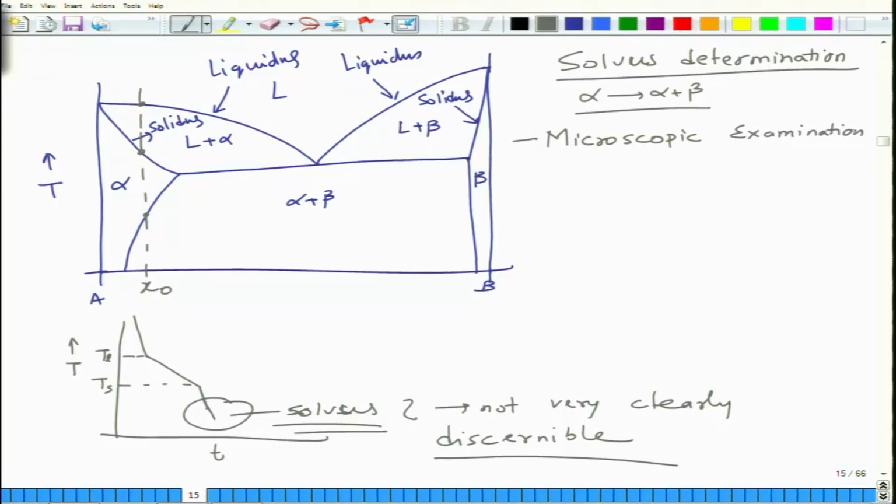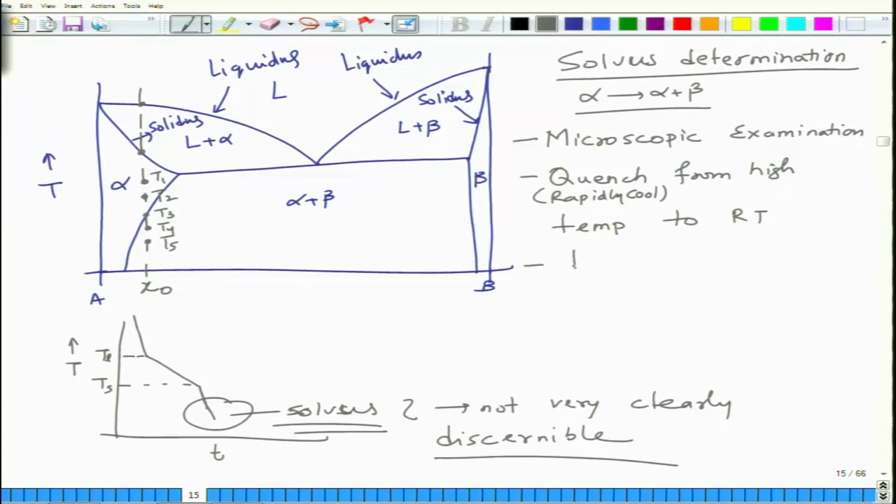So, what you need to do is take your alloy at various temperatures. You heat your alloy to this point, this point, this point, this point, this point, and quench it. Quench means rapidly cool from, let us say, T1, T2, T3, T4, T5. Quench means rapidly cool, like throwing in water, from high temperature to room temperature, and then examine in a microscope.